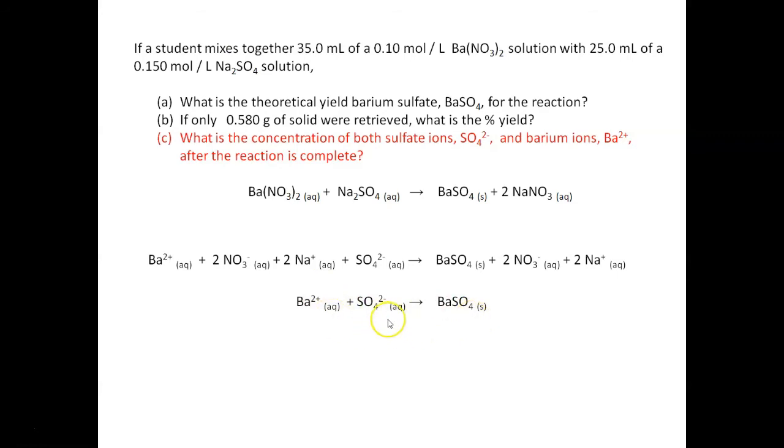At this point, because we want to know the concentrations of each of these after the reaction, I don't care about the nitrate or sodium ion concentrations because they're spectators.